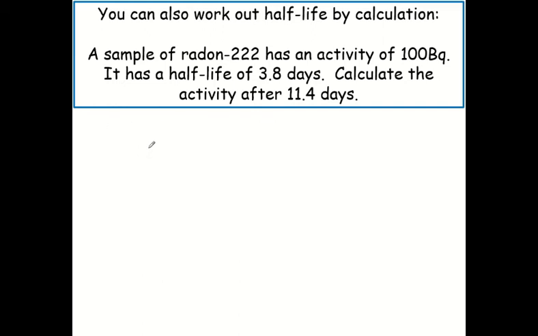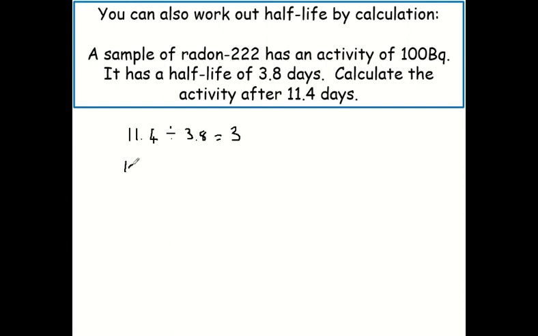Now, some of you may not be a great fan of fractions, in which case there is another way we can do this. So again, we start the same way because we've still got 11.4 days and a half-life of 3.8. So we need to know how many half-lives. So 11.4 divided by 3.8 still gives us 3 half-lives. Then what we're going to do is work out what the new activity is.